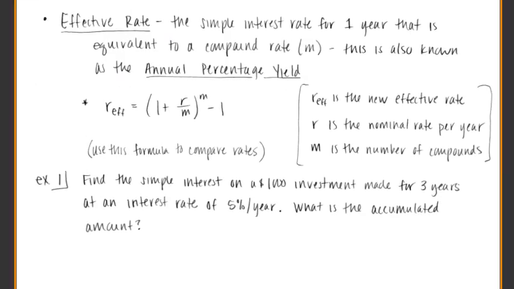Let me describe to you what effective rate is. Effective rate is the best way anytime you're wanting to compare two interest rates. Okay? So what this does is it compares the simple interest rate, which was our very first formula, with our compound interest rate, which was our second formula.